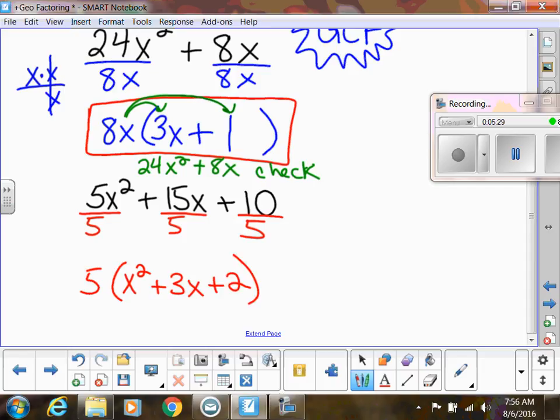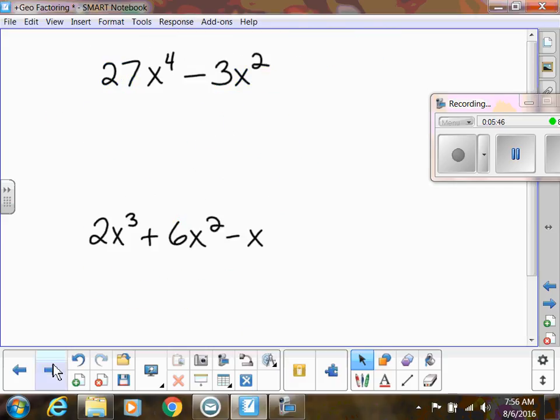Okay, and again, you can double check yourself by distributing. Now, this inside of here can be factored even more, and I'll get to that in another video. But for right now, I just want to focus on greatest common factors. So I want to have you guys try these two. So pause the video at this time, and then when you unpause it, I'll have the answer come up and I'll explain it.